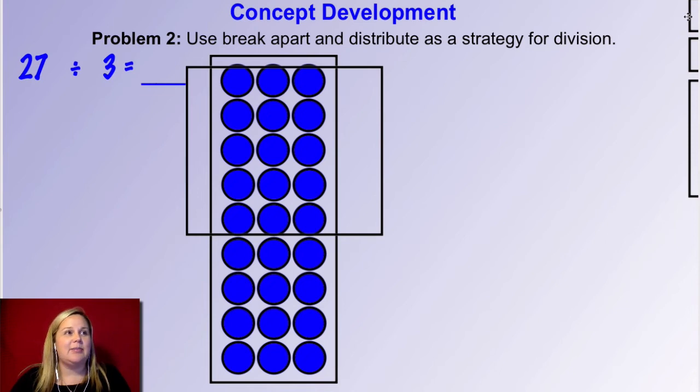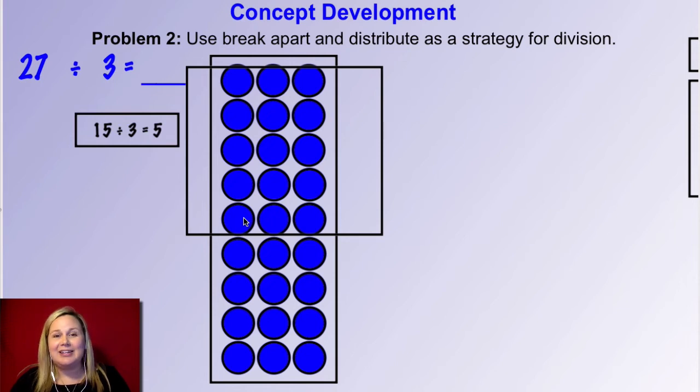Okay, friends, here's what I came up with. I came up with 15 because that was my total. We divided it into 3 in each group, and that gave me 1, 2, 3, 4, 5 groups. So that's where I got my 15 divided by 3 equals 5. Okay, so now I want you to draw a box around the part of the array that shows a total of 12. So I did my 15. What's left that shows a total of 12? Draw a box around that one as well.